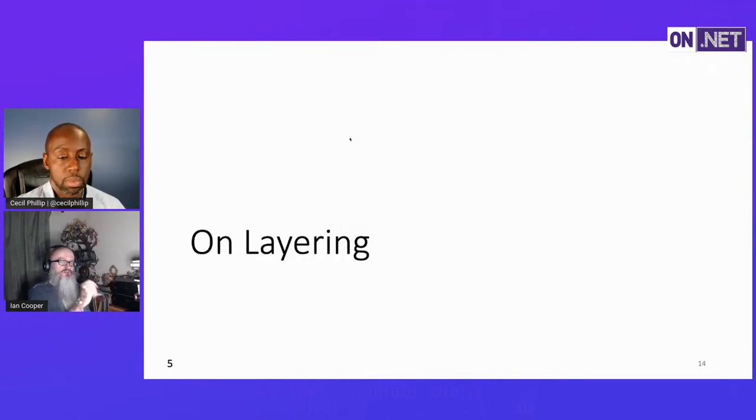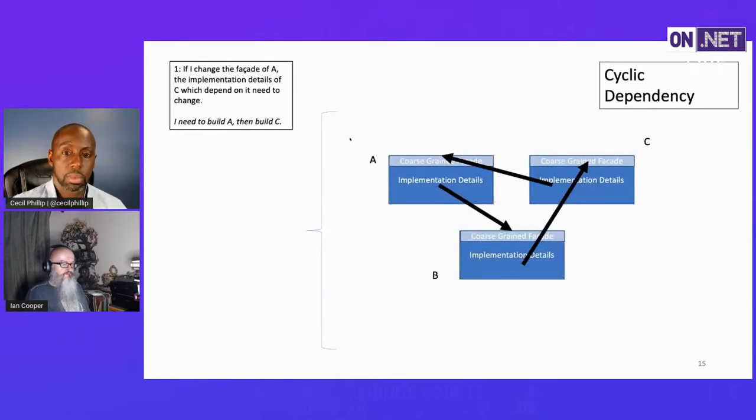And that gets us to the next concept, which is layers. All right. So one of the problems you could get is, let's say you have a module A, right? And let's say you change its facade. And let's say that a module C has implementation details that take a dependency on A by depending on its facade. That means that if I change that facade on A, as well as rebuilding A, I'm going to have to rebuild C because C has a dependency on that changed interface.